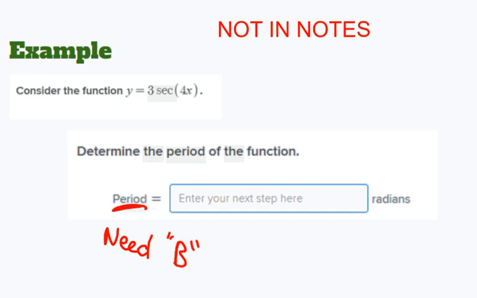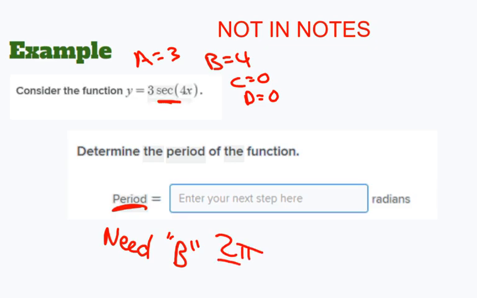What's the B? A is equal to 3, B is equal to 4, C is equal to 0, and D is equal to 0. So if B is 4, and we're talking about secant, so we're talking about a 2 pi period normally, we're going to divide that by 4. So pi over 2, and I simplify that.